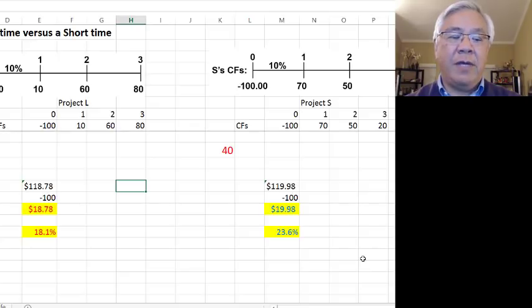All right, we're evaluating Project L and Project S. Project L has a rate of return of 18%. Our hurdle rate is 10, so it clearly goes above our minimum. Project S earns 23.6%, which is quite a bit more than our 10%. So we recommend Project S, even though both of them are favorable projects for us.